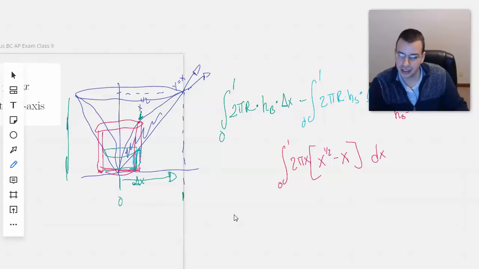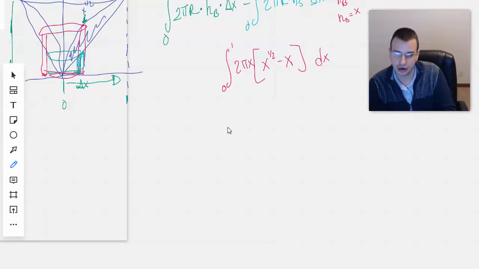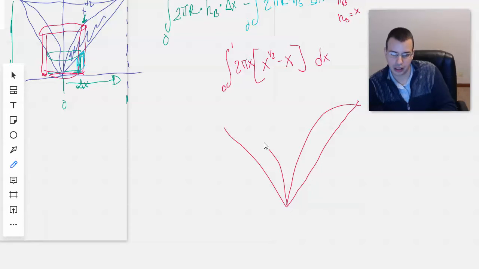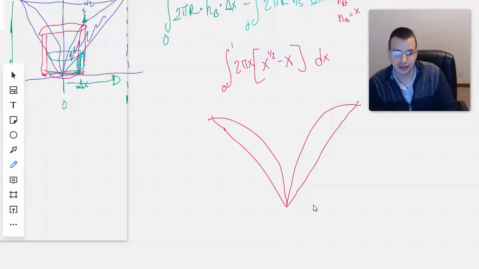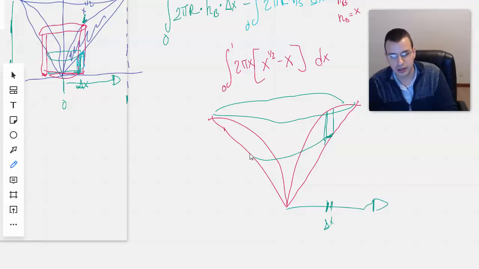So what this is doing here then is, if I redraw our shape real quick, we got something like this, and then there's an interior like so. And say this is the x-axis, and say we're looking at this delta x right here. Since this is rotated around and it's a 3D shape, this would give us this cylinder right there.